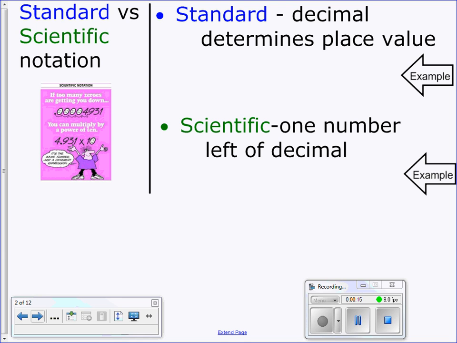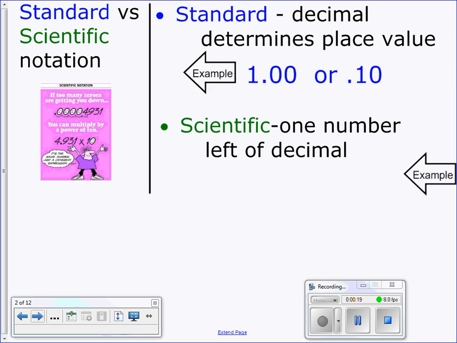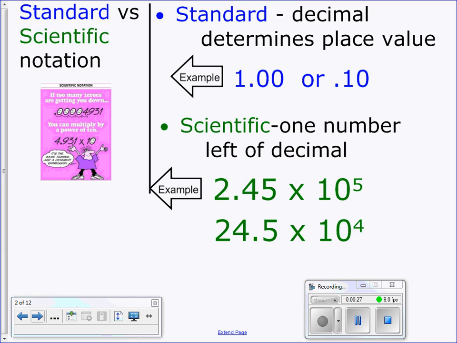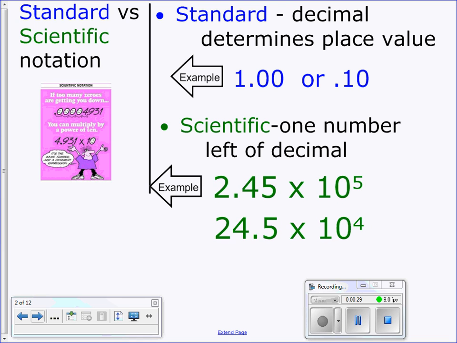So standard versus scientific. Standard is when the decimal tells us the place value. So in that one, because of where the decimal is, I can tell that it's $1 or 10 cents. With scientific, there's only one number in front of the decimal, always. And it's the times 10 to the 5th that tells you how big it is. A 24.5 times 10 to the 4th is not in scientific notation. It can only be one number in front of the decimal.